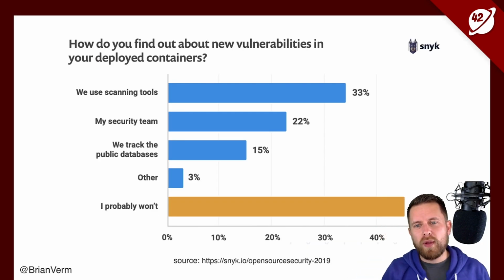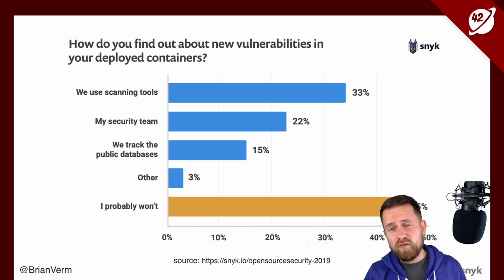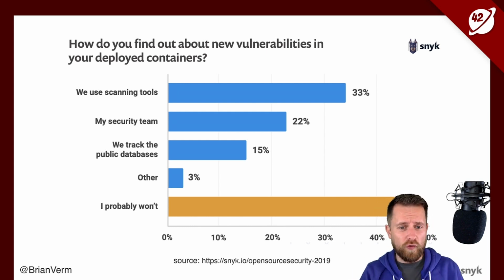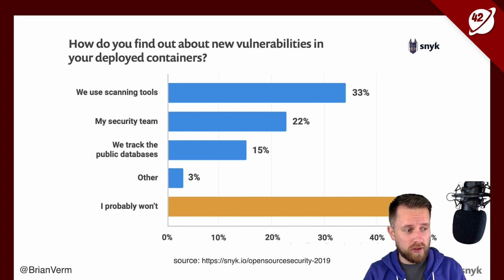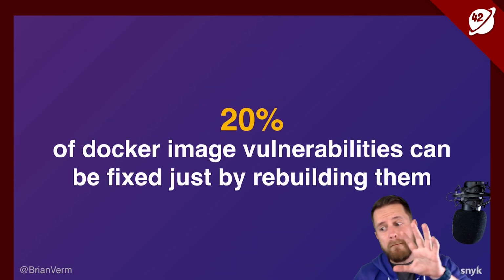So if we ask people, how do you find out about new vulnerabilities in your deployed container in production? A lot of people unfortunately don't, because once it's in production, it's basically out of sight, and we're looking at new features. That holds for applications, but also for containers. And know that 20% of Docker image vulnerabilities can be fixed just by rebuilding them.